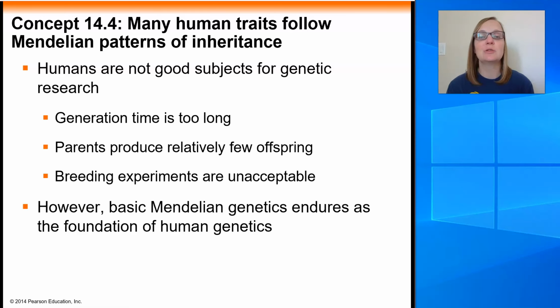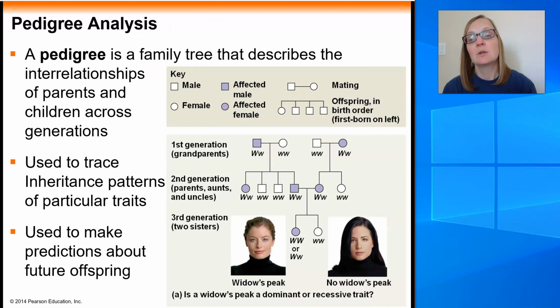So how do we study genetics in humans? Because again, all the things that we've talked about, they can apply to humans just as well as any other organism. So instead of looking forward to new matings, when we study human genetics, we actually look backwards. We look at the matings that have already taken place, and oftentimes this leads to the creation of a family tree. And in genetics, this family tree is called a pedigree.